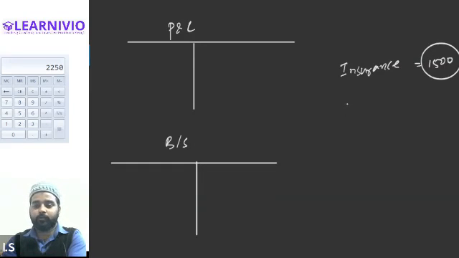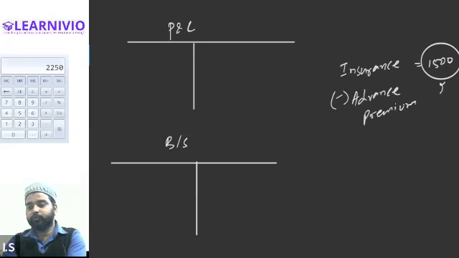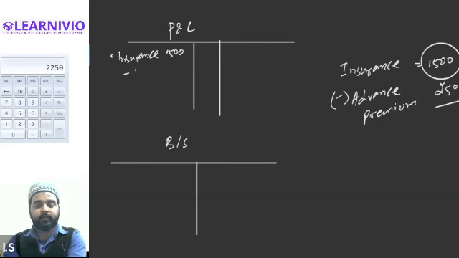So how to deal with this? We will be reducing the insurance premium paid in advance. All right, advance premium of rupees 250, correct? And the remaining amount should be indicated in the profit and loss account. Just a minute. So basically here you will write insurance 1500, then you will reduce advance paid, advance insurance 250. After adjusting this amount, you will write 1250 in the profit and loss account.